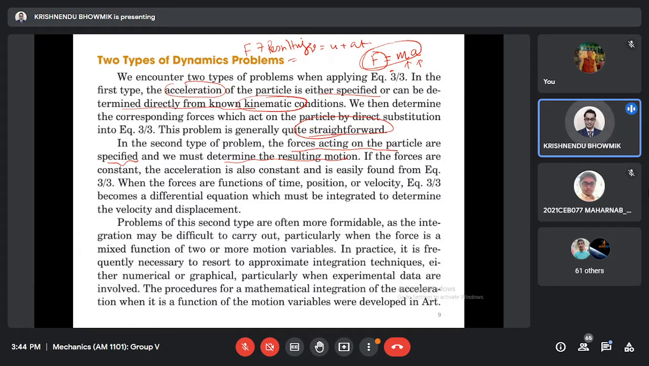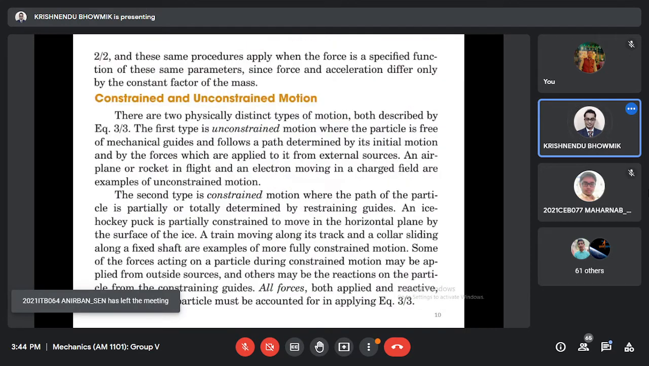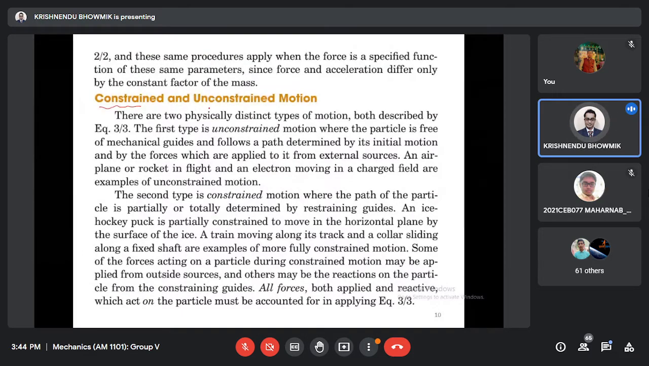If force is constant, then acceleration will also be constant. When force varies with time, you may have to perform some integration carefully. That's all. Now, motion can be constant or non-constant. The way we learned constant motion was in problem sheet 5.